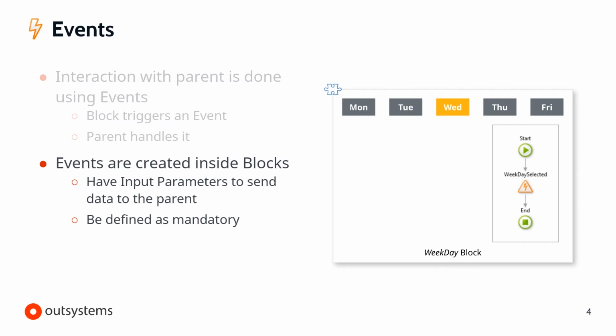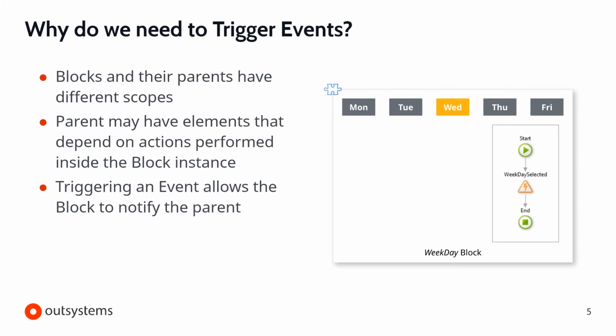The input parameters of an event are what allows passing data from the scope of a block to the outer scope of the parent. But why do we need to interact with the parent? Well, the block and the parent have different scopes. So if a user interacts with elements inside the block, the parent does not know what happened. In this example, if Wednesday is selected inside the block, the screen does not know which option was selected. If there are elements on the parent that depend on this action, it is important that the parent knows what happened, thus an event with proper information should be triggered to notify the parent.